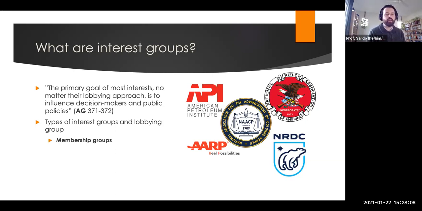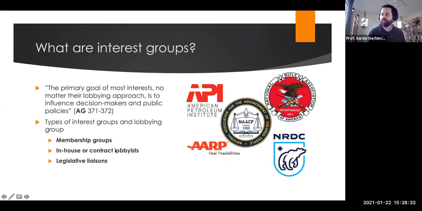Organizations like the NRA, the NRDC, other issue groups where people join. There are also in-house or contract lobbyist groups that will represent specific companies or industries, or they get contracted with. This is more like the American Petroleum Institute, or you will have lobbyists that get hired by a company that wants to try to influence a piece of legislation.